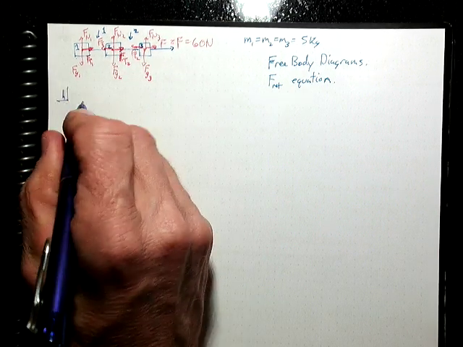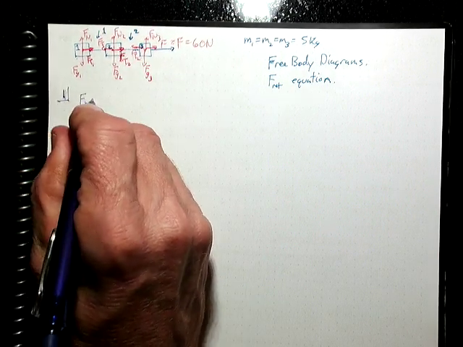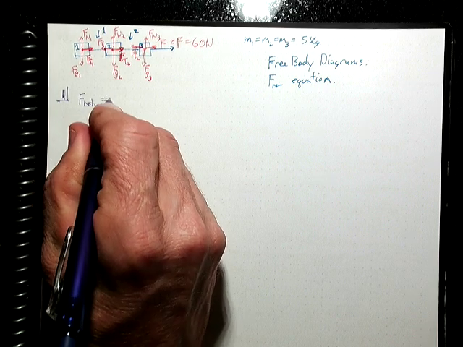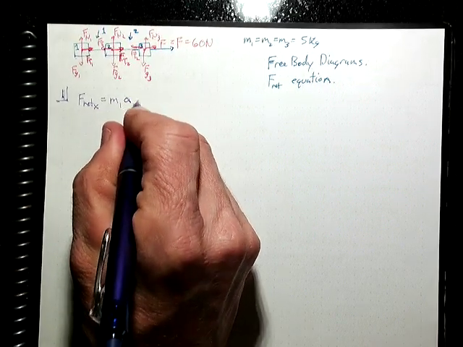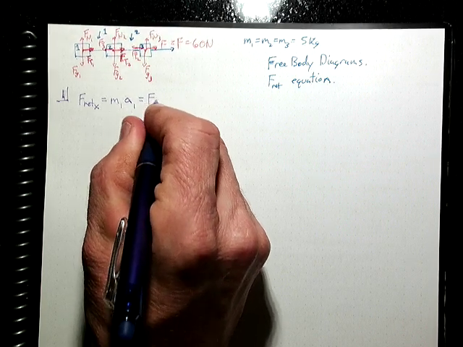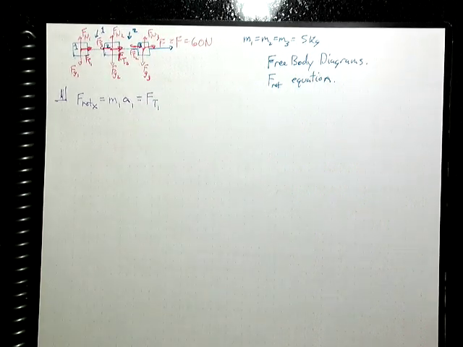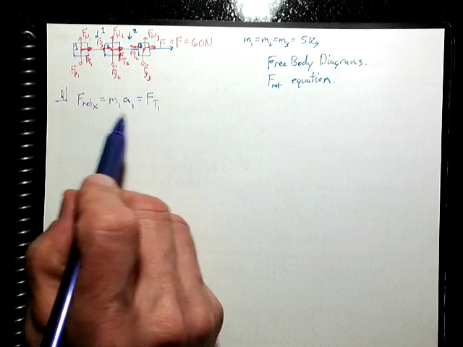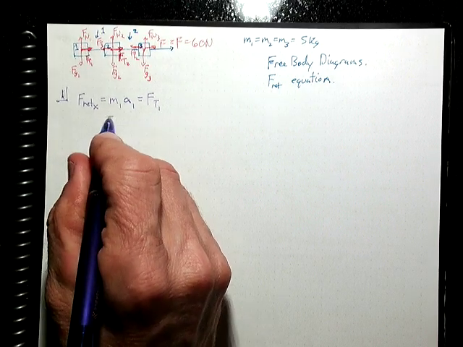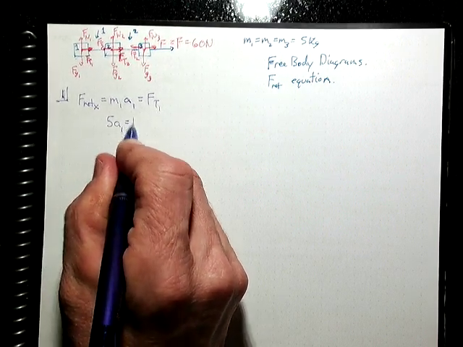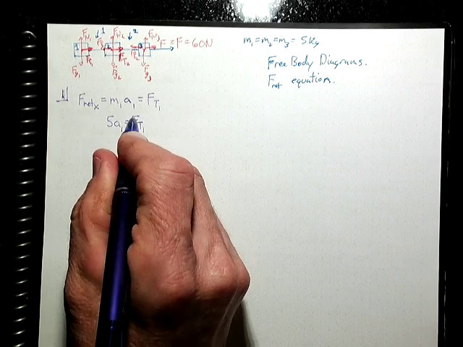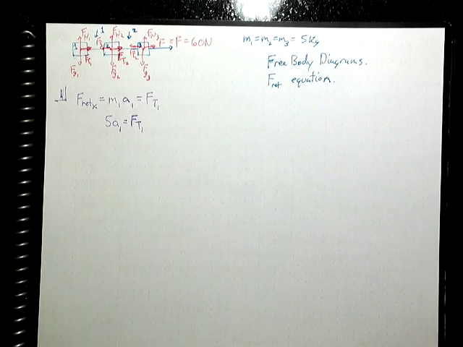Box 1. For box 1, we've got F-net x is equal to the mass of box 1 times the acceleration of box 1, and that's going to equal Ft1. Now, technically, the only thing I know right now is m1. So this is 5 times a1 is equal to Ft1. And that's technically all I know at this point.